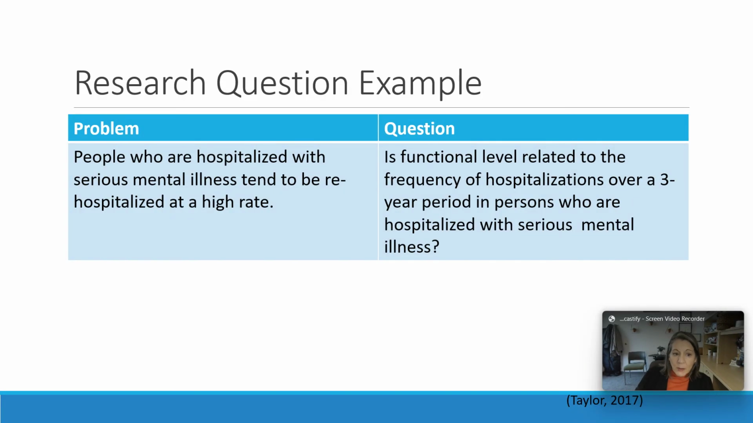So here is a research question example. So we had our problem of people being hospitalized with serious mental illness, and then we're going to make that question much more specific. Is functional level related to the frequency of hospitalizations over a 3-year period in persons who are hospitalized with serious mental illness? So you can see how that is a much more focused question than just people tend to be rehospitalized. It's getting at what's the functional level, like what are the gradations of that? And we're looking at a specific time period, this 3-year time period.